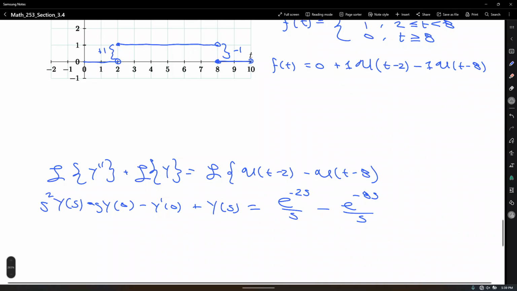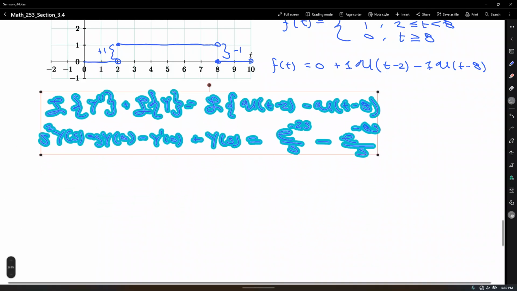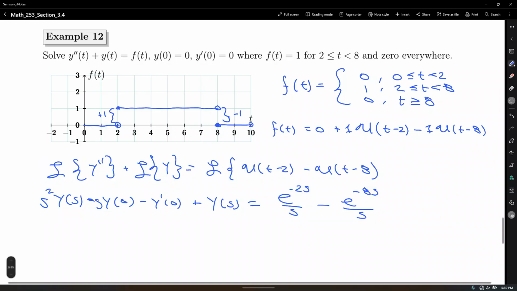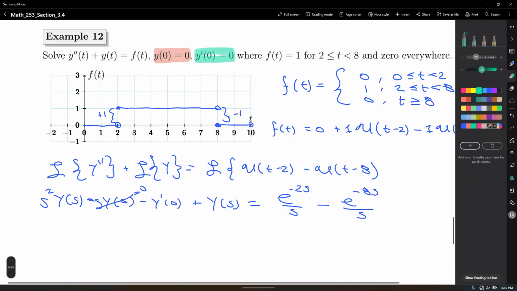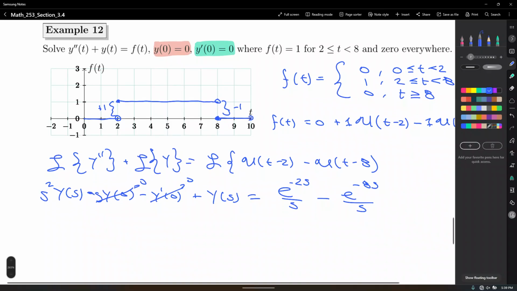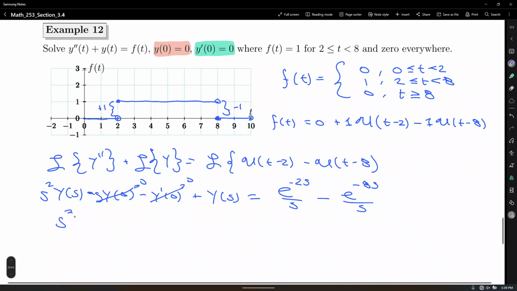Let me move it up here. Now let's substitute the initial conditions, which in this case are both 0, because y of 0 equals 0 and y prime of 0 equals 0 as well. So we would end up with a relatively nice equation here. This is s squared y of s plus y of s equals e to the negative 2s over s minus e to the negative 8s over s.